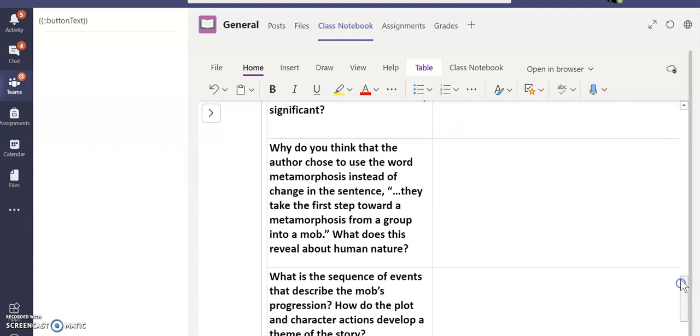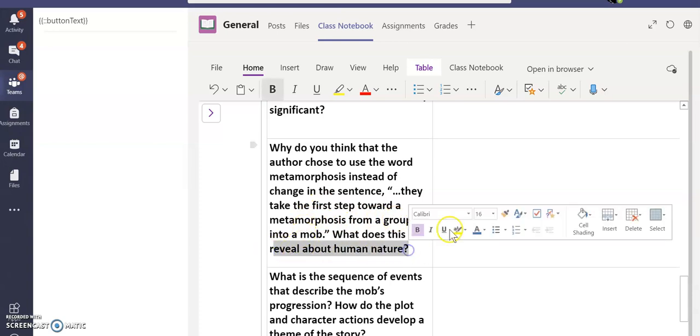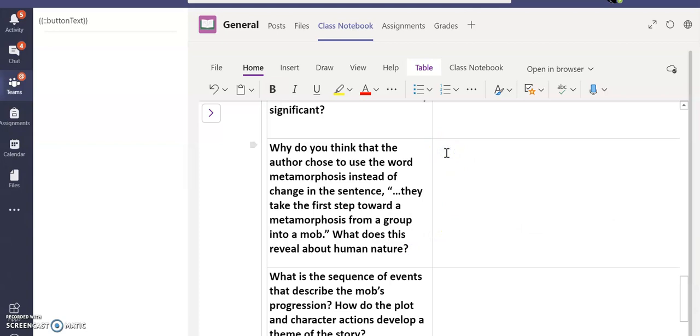Why do you think the author chose to use the word metamorphosis instead of change? They take the first step towards a metamorphosis from a group to a mob. What does this reveal about human nature? You have to know what metamorphosis is. You're going to look it up and you're going to explain why the author chose metamorphosis. Why didn't the author just say, and boom, they just changed into a mob? Why does the author use metamorphosis? What does that imply?